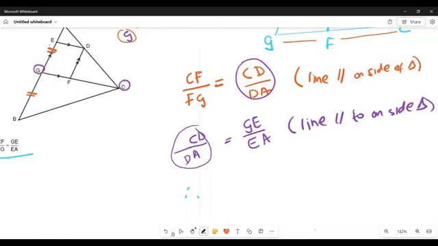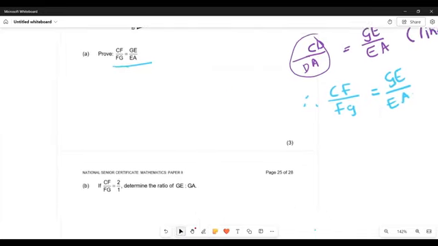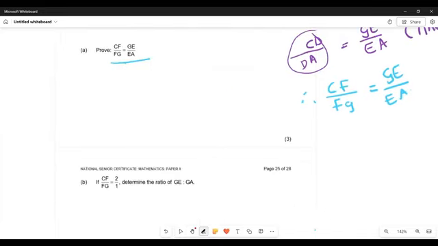Therefore, CF over FG is the same as GE over EA, right? Now, moving on to the next question. Now, they're telling us that CF over FG is 2:1.